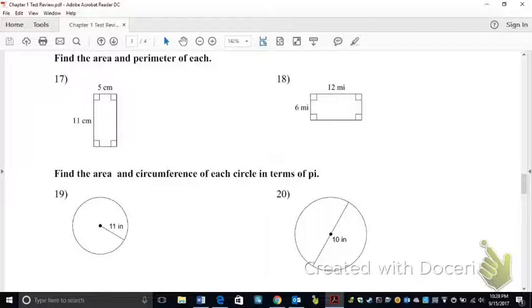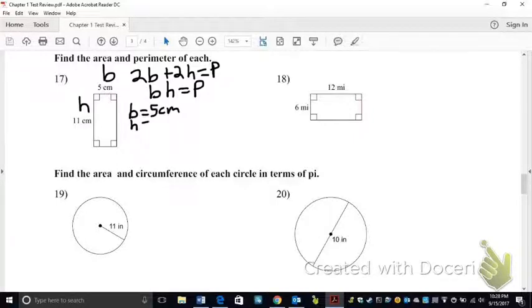So, for these rectangles in 17 and 18, you need to find perimeter and area. So the perimeter of a rectangle is 2 base plus 2 height. The area is base times height. I'll go and change that back to an A in just a second. So I know that my base is 5 centimeters. My height is 11 centimeters.